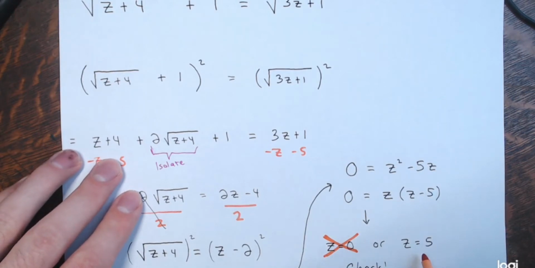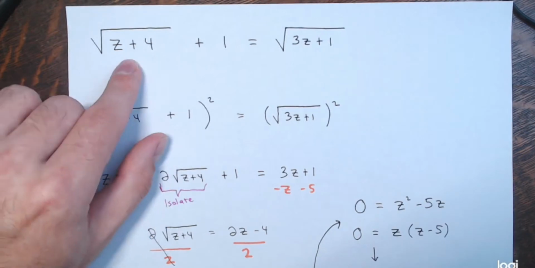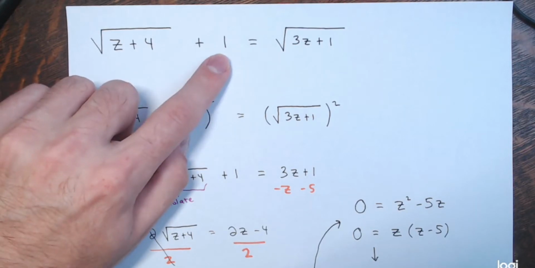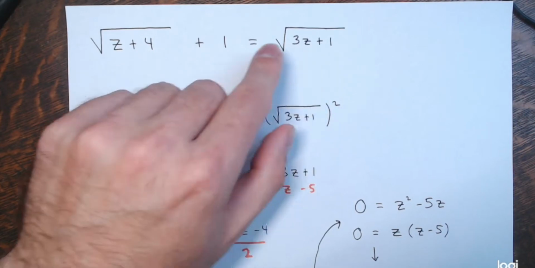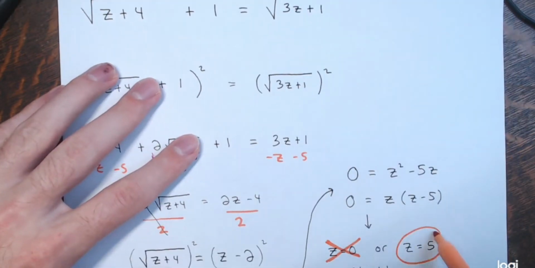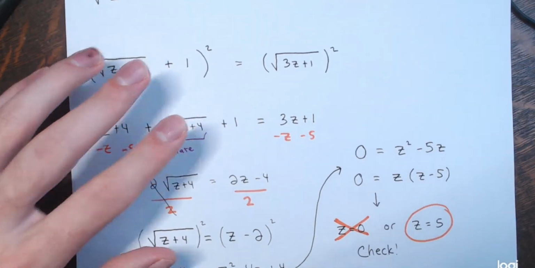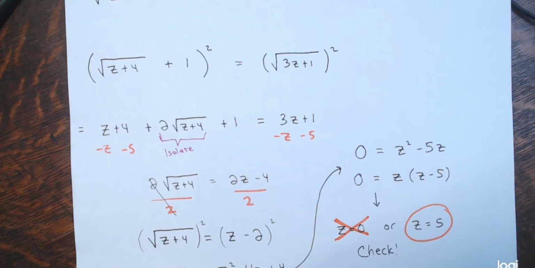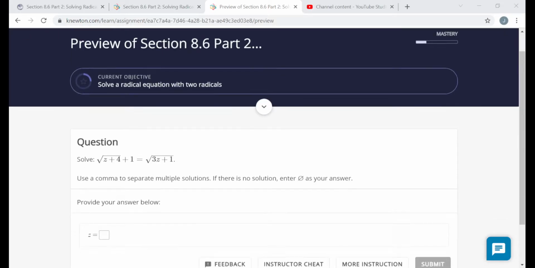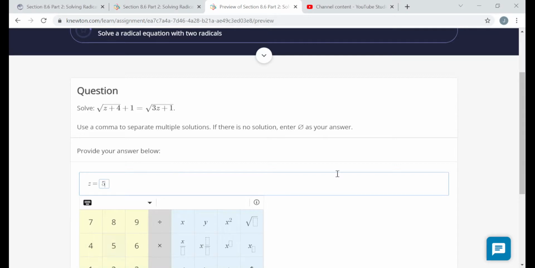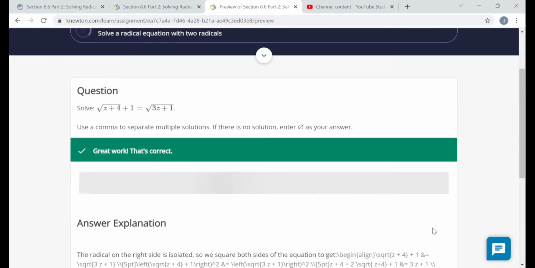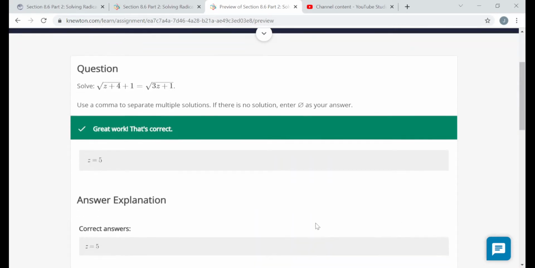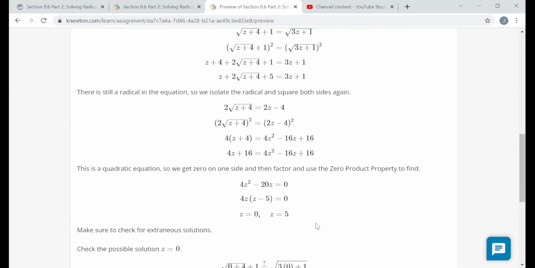How about 5? Z equals 5. Well, if I put in z equals 5, you'd have the square root of 9, which is 3, plus 1 is 4. You'd have 4 on the left, and 3 times 5 is 15, plus 1 is 16. Square root of 16 is 4. You'd have 4 equals 4. So z equals 5 works. So that's the only one, and that's the one I'm going to enter back in the assignment, just z equals 5. Wonderful. And once again, please read through the answer explanations.